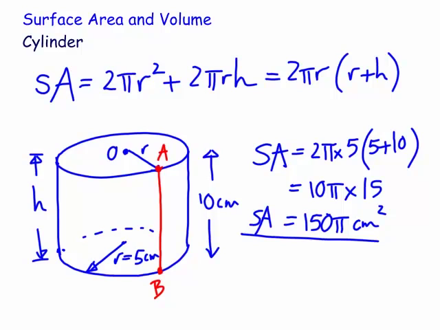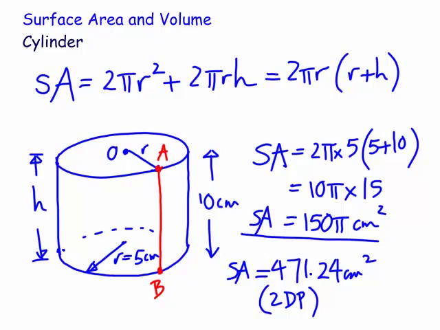Let's work that out to a couple of decimal places. You just go to your calculator and do 150 times pi, which is 471.24 to 2 decimal places. Well, that's not too bad.